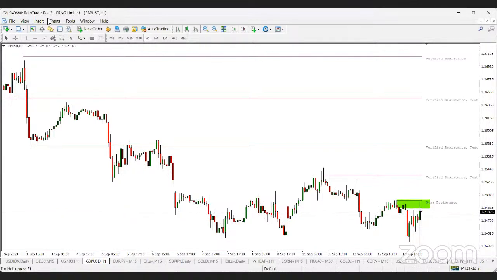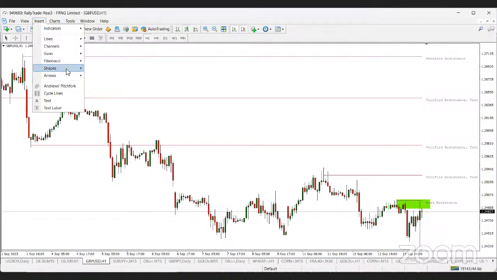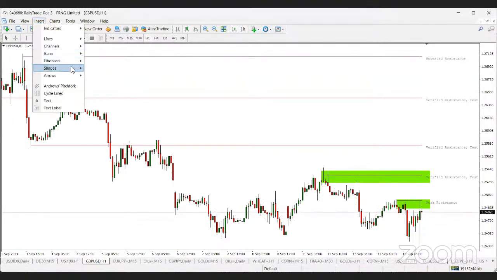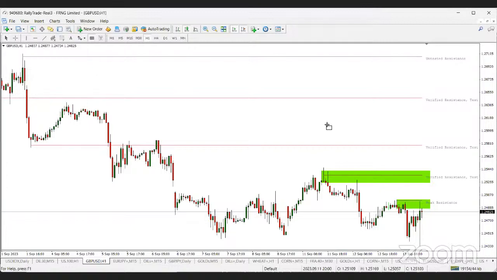Sell 1. Somewhere like this is also where I'm going to look out for a sell on GBP USD. Sell 2. Somewhere like this is where I'm going to look out for a sell.